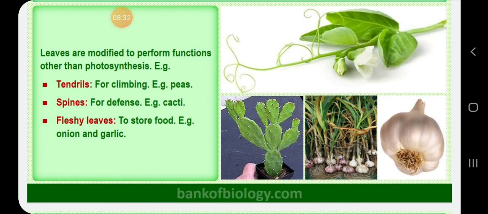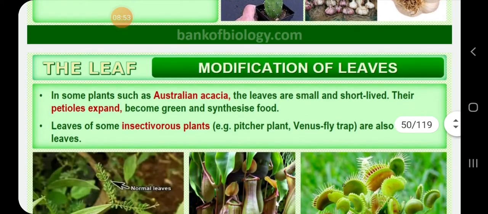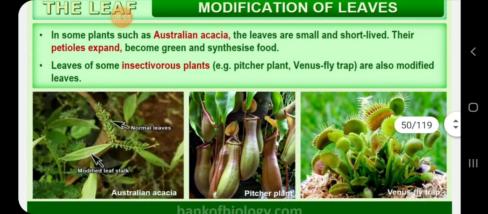Three types of modifications are there: tendrils, spines, fleshy leaves. So leaves are modified into tendrils in peas, spines in cacti, and fleshy leaves to store the food in garlic and onion. Spines are for defense and tendrils are obviously for climbing. Now modification of leaves one by one.